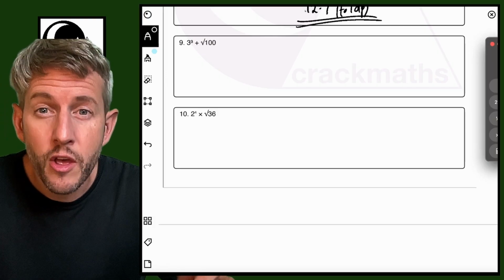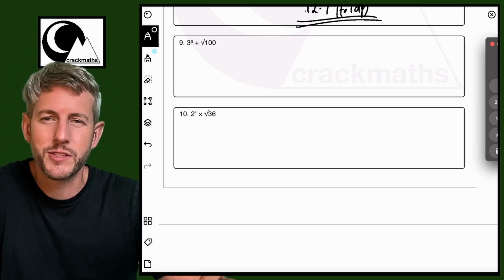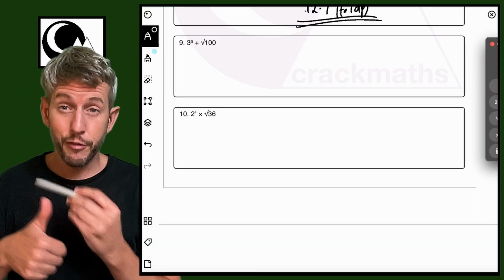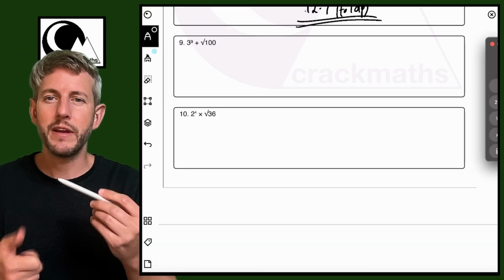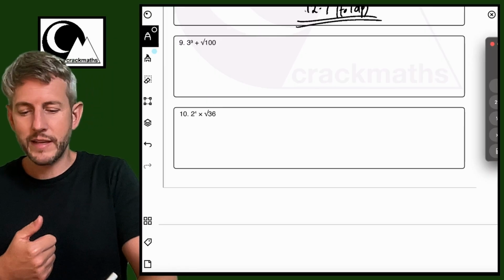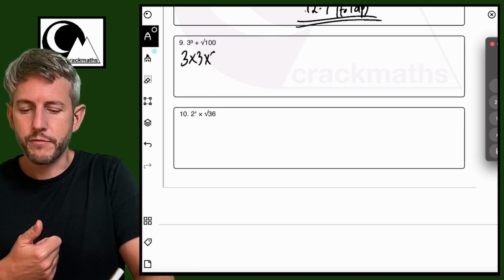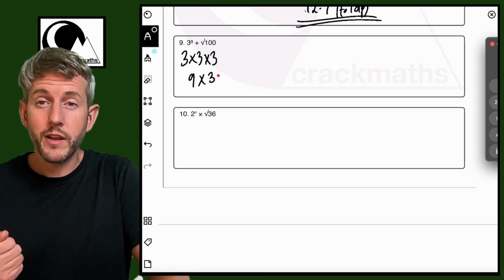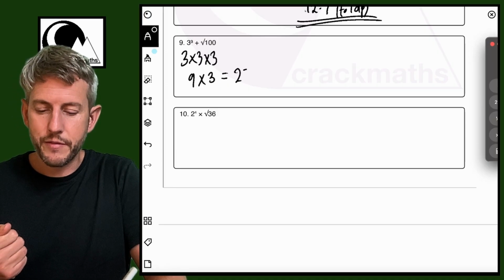Oh, no, it doesn't. It says 3 to the power of 3 plus the square root of 100. So 3 to the power of 3 is 3 times 3 times 3. Well, I'll write that down. 3 times 3 times 3. 3 times 3 is 9, so this is like 9 times 3. 9 times 3 equals 27.